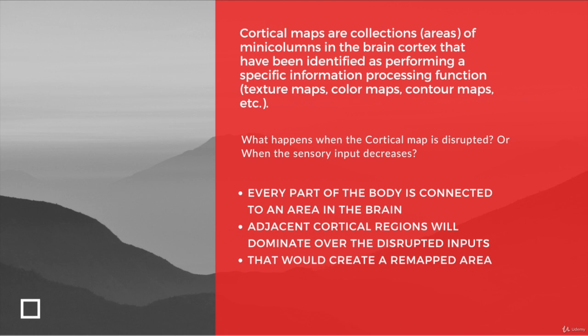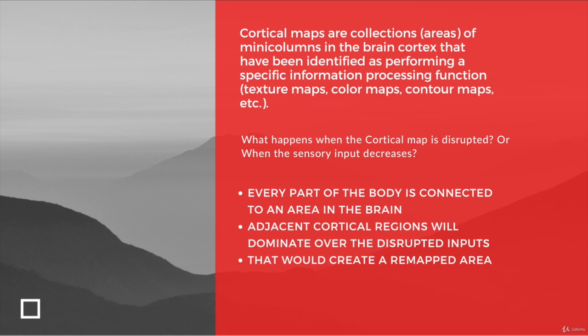So, doing a quick recap of this information, every part of the body is connected to an area in the brain, and this connection is regulated by our cortical map. Other cortical regions will dominate over the disrupted inputs when it comes to these damaged cortical regions, in case of a disruption, trauma, injury, or change. And what that would do is create a remapped area.